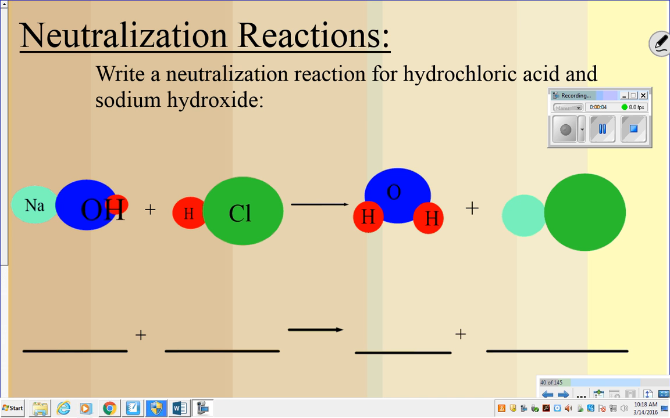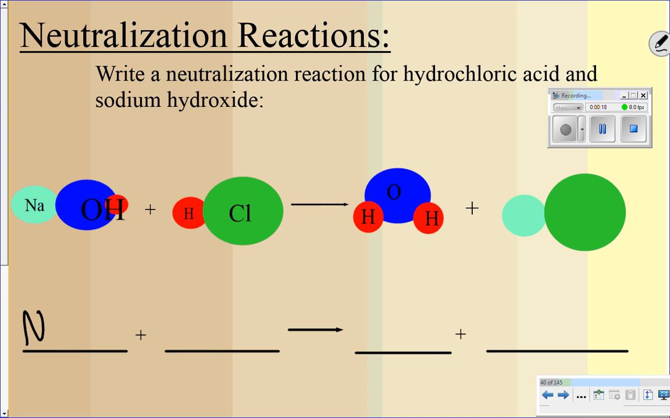Today we're going to talk about neutralization reactions. A neutralization reaction is when an acid and base are mixed together in proportions such that the hydrogen ions from your acid are neutralized by the hydroxide ions from your base. We're going to start with a very standard neutralization reaction between hydrochloric acid and sodium hydroxide.